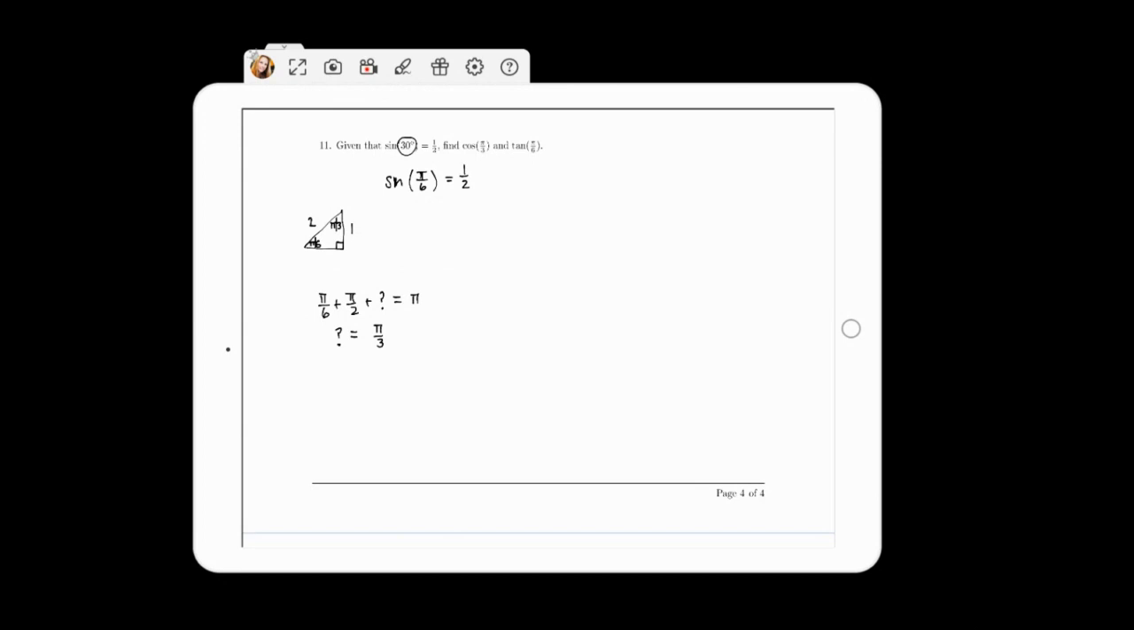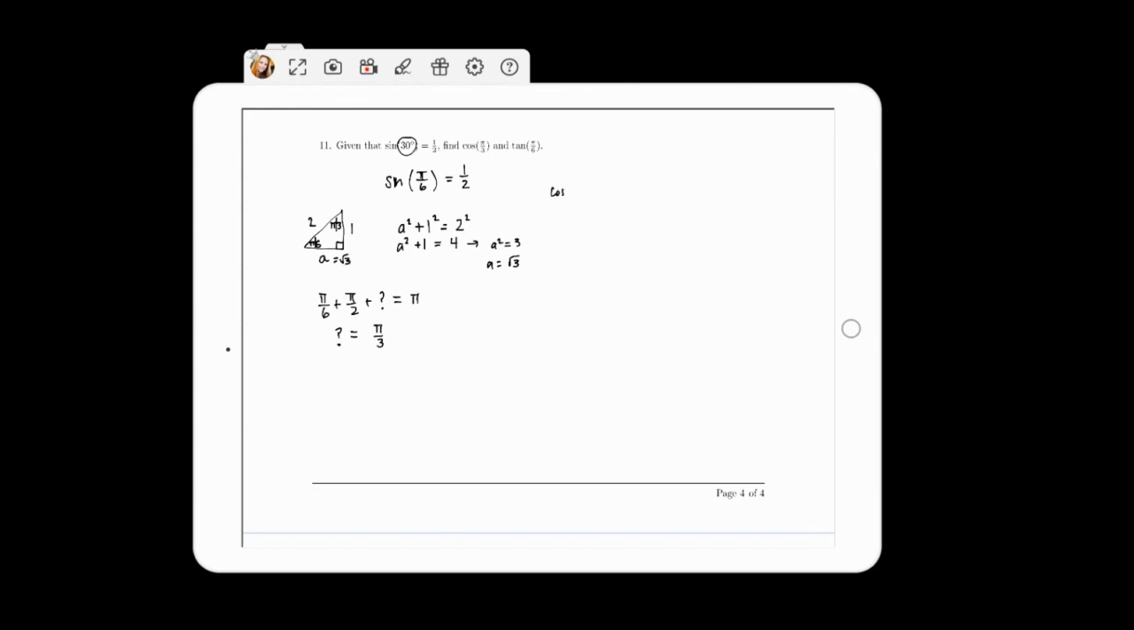Now I think I can answer the problem if I can at least find the remaining side length using the Pythagorean theorem. So I know that a squared plus 1 squared equals 2 squared. So a squared plus 1 equals 4. Subtracting, I have that a squared equals 3. And by the square root, a equals the square root of 3. So now I have my triangle.